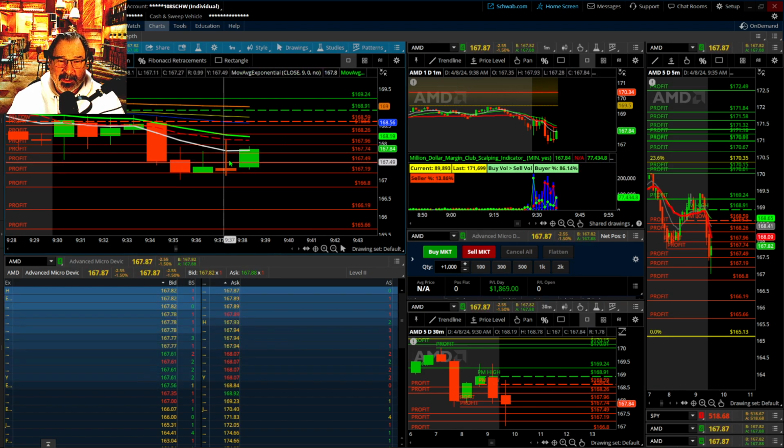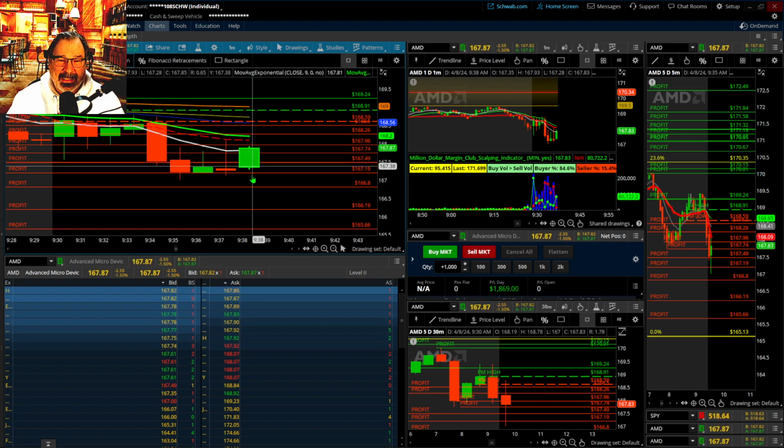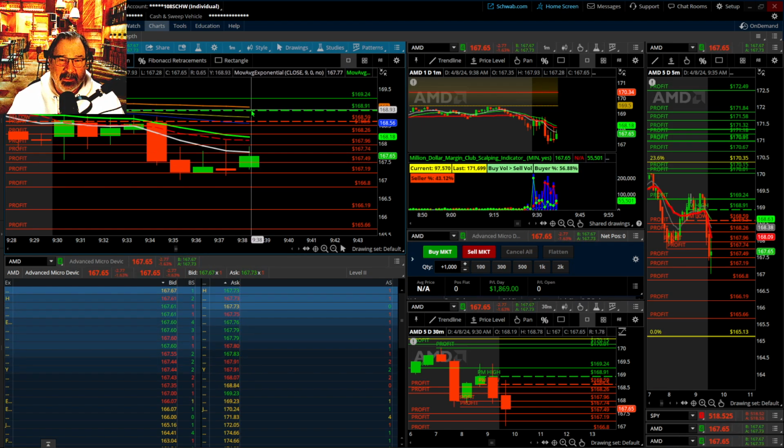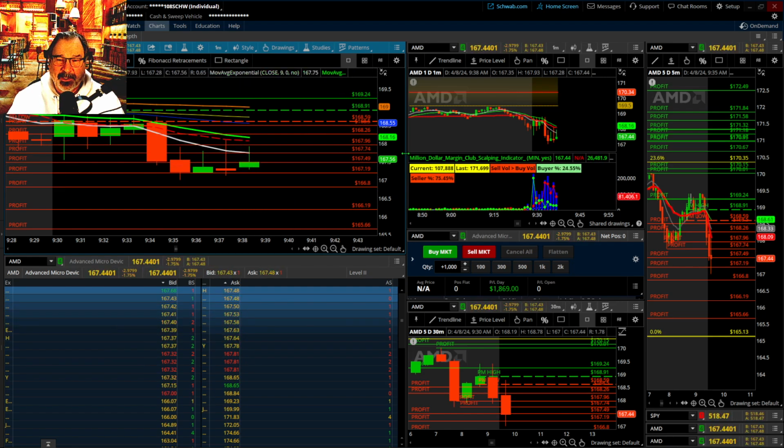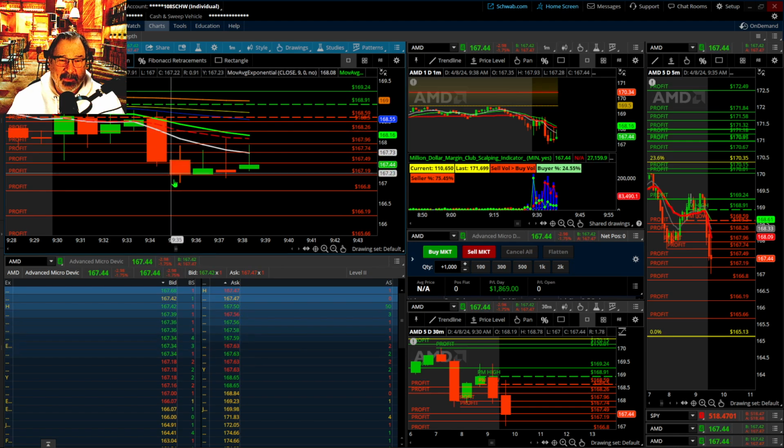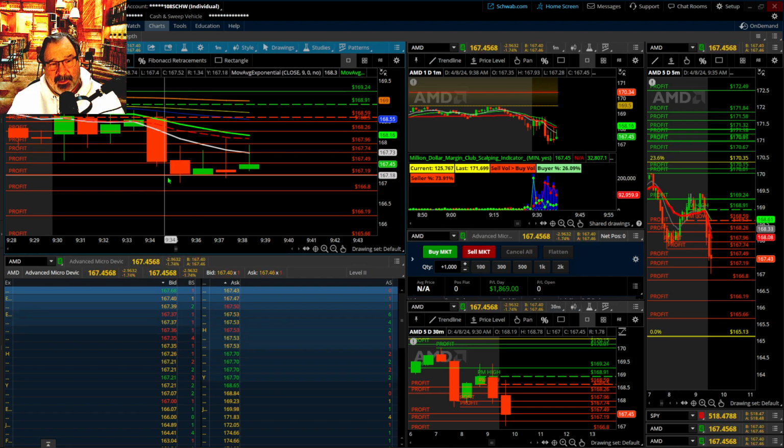But theoretically, I should try to catch this going down again, or I need to wait for it to break here. Me catching those each time was really risky. So we don't have any big candles. This is a spinning top. So let's talk about patterns for a second. This is a spinning top.